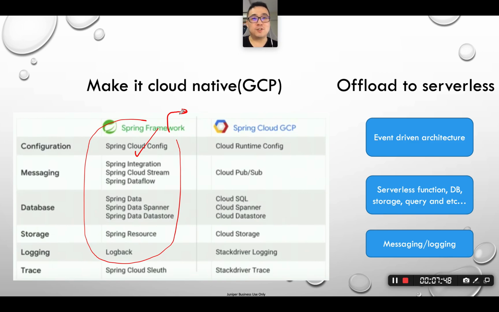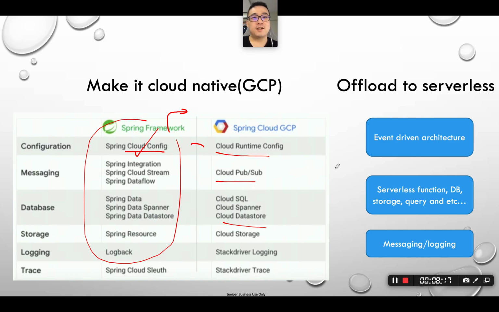However, if you want to get locked in, for example, you are super friendly with GCP and you're going to stick to it for the next 5 to 10 years, of course, you can slowly replace each of the Spring Cloud modules with cloud native ones from Google. So this is the mapping table that you can refer to.